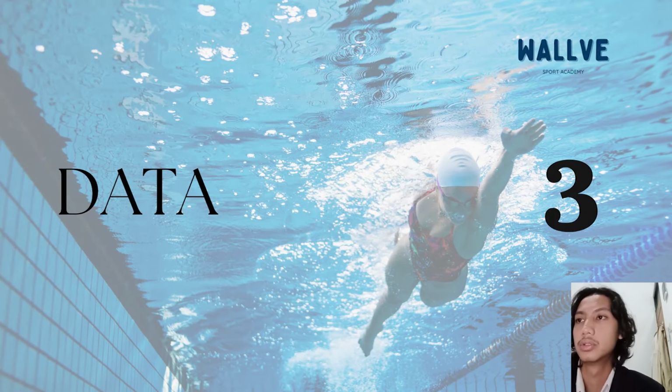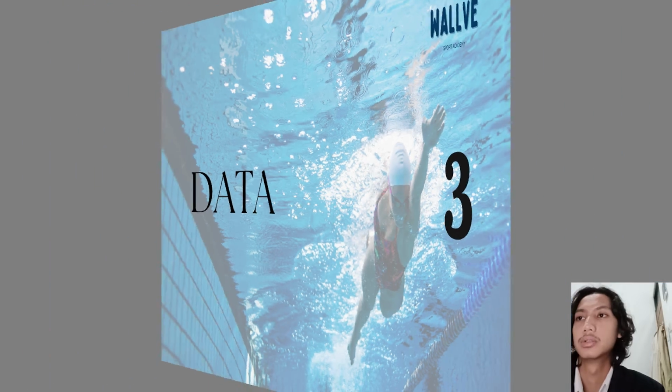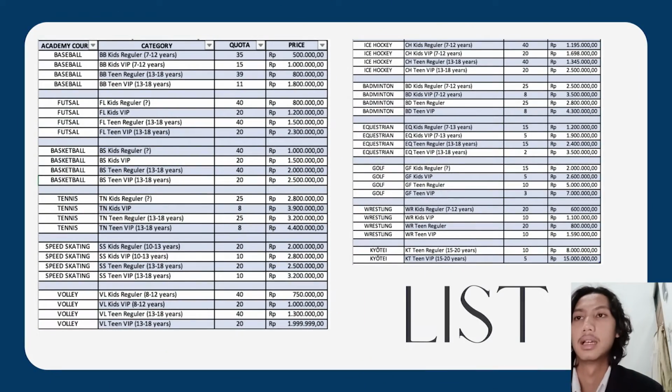And on the next page, we don't use any tools because this is the main data and our list. There are several branches of the academy, including baseball, football, basketball, tennis, speed skating, volleyball, ice hockey, badminton, equestrian, golf, wrestling, and kyudo. And at our academy, we have four categories, including Kid Regular, Kids VIP, Teens Regular, and Teen VIP, and they have different prices and quotas too.